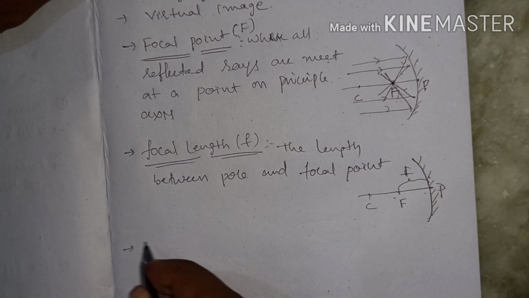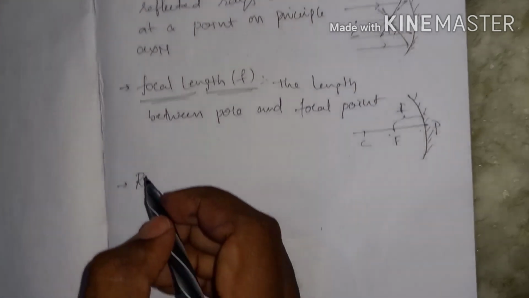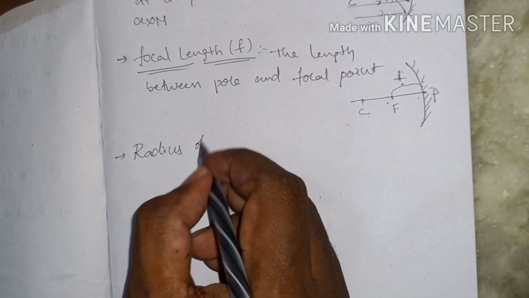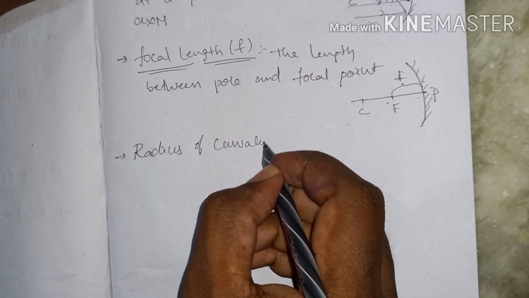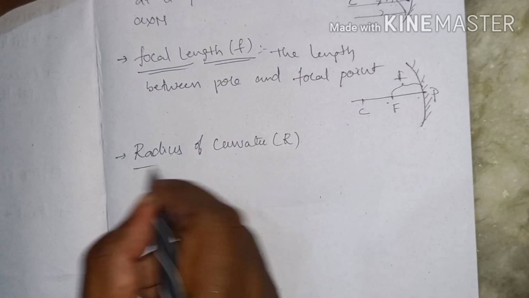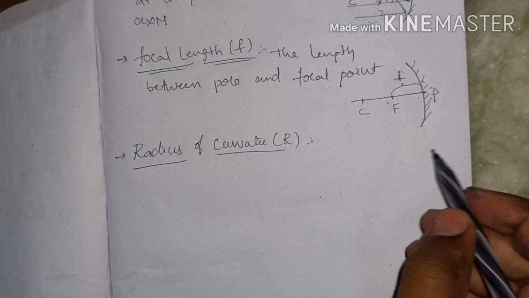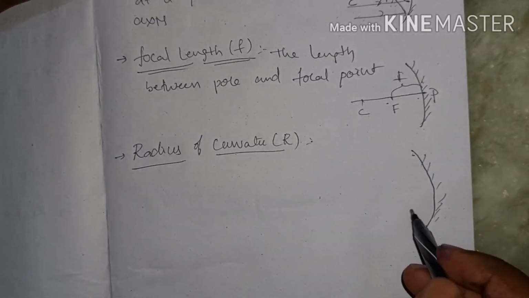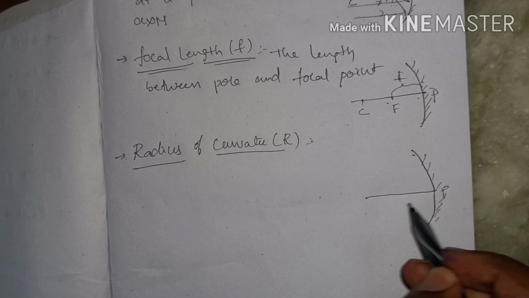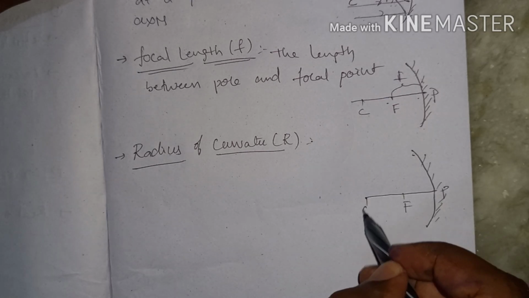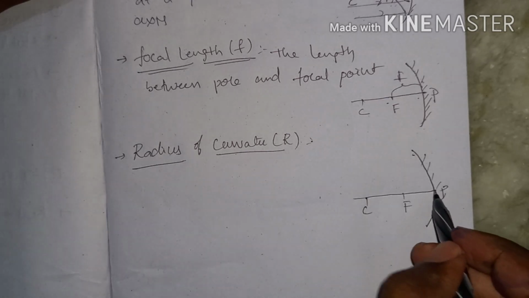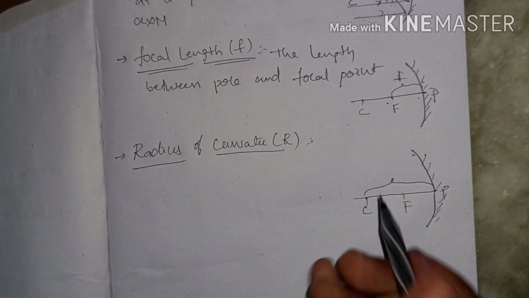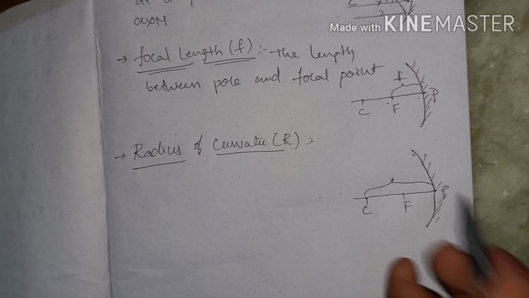The next one is radius of curvature. It is indicated with a capital R. Let me show you again. This is the concave surface, this is the pole, this is the focal point, and this is the center of curvature. The length between the pole and the center of curvature we call the radius of curvature.